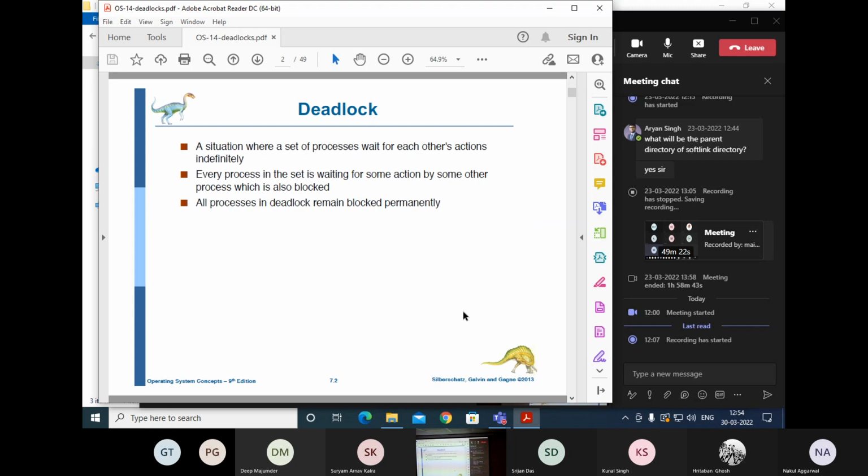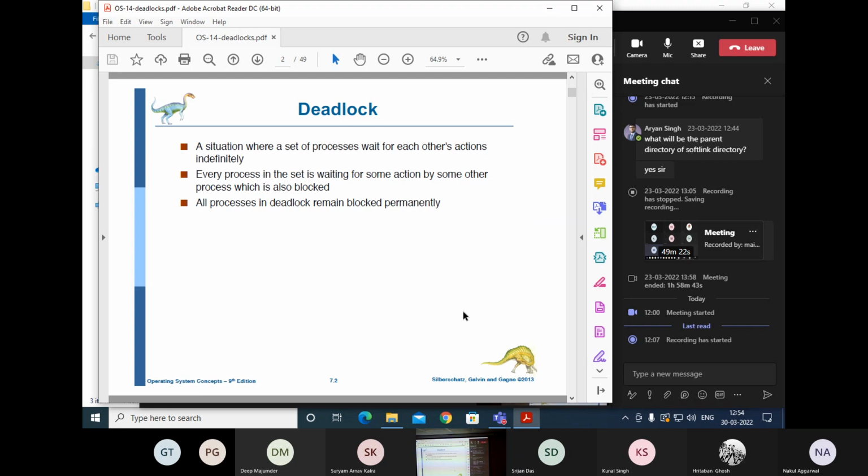So a deadlock is a situation where a set of processes wait for each other's actions indefinitely. Note the term indefinitely, right? We often see a process waiting for another, as we have discussed, like a parent can wait for a child and so on. But here the problem is this word indefinitely.